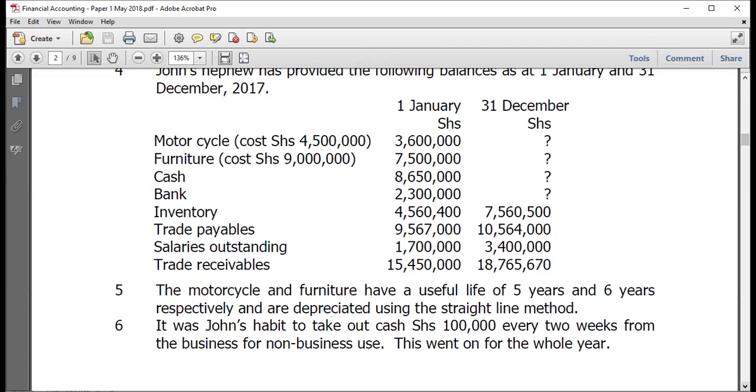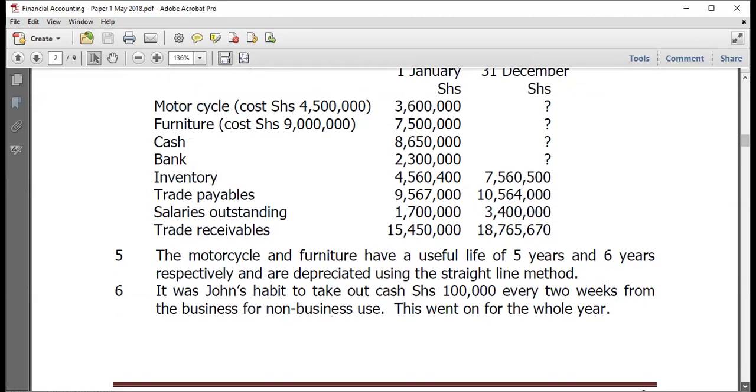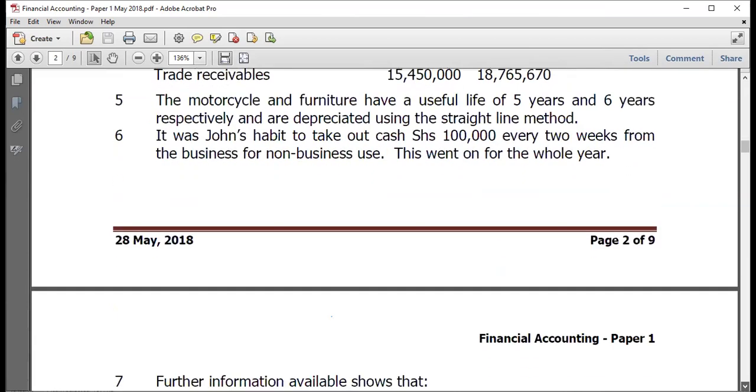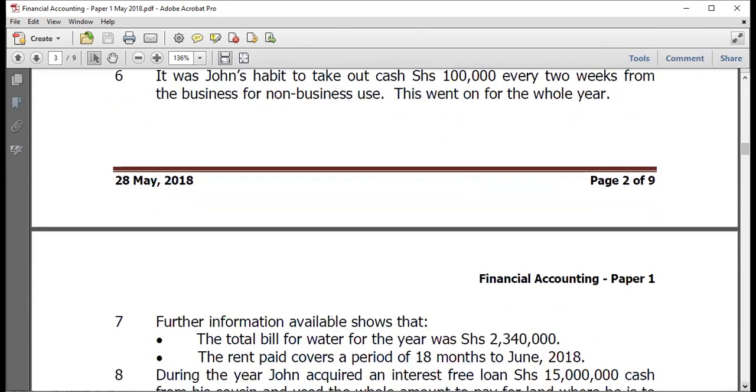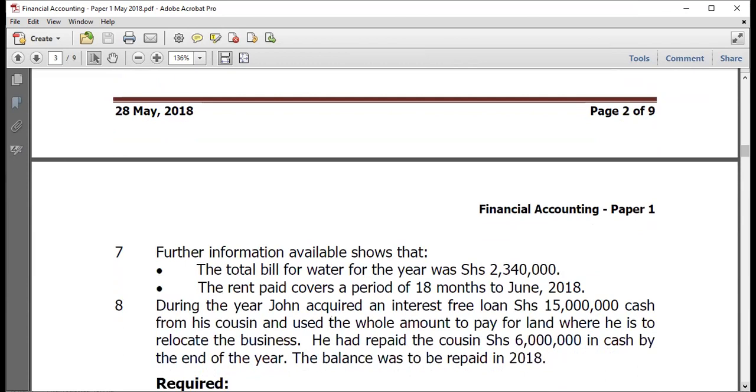Okay. They're saying that it was John's habit to cash out 100,000 every 2 weeks from the business for non-business use. Okay. And they're telling us that this went on for the whole year. Okay. So we go down. We know very well that that statement means that there is a drawing somewhere.